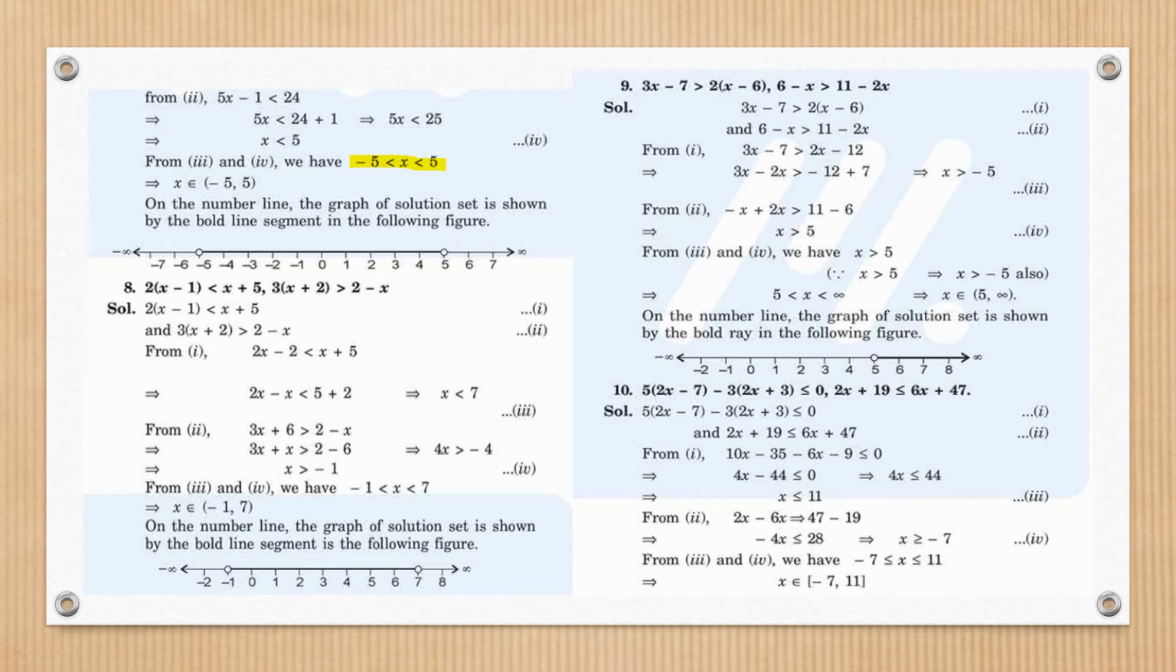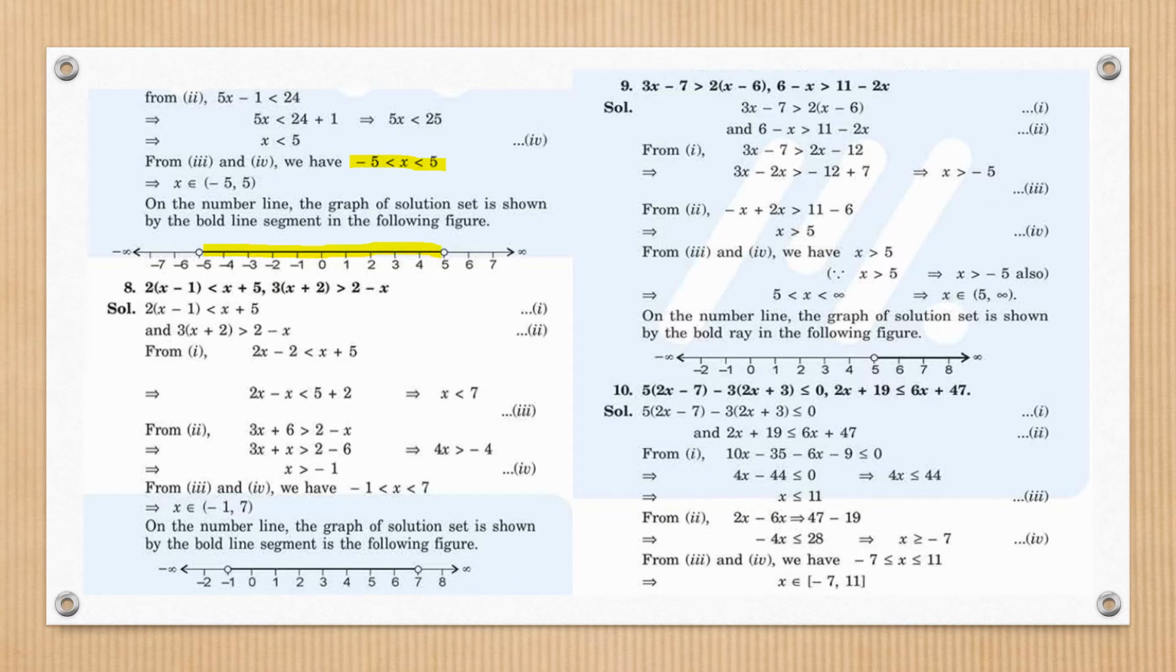Now what does open interval mean? This is the number line from minus infinity to infinity. So -5 and 5 both are not included. That's why we kept the hole, and the rest of the whole line. See, this is the solution.